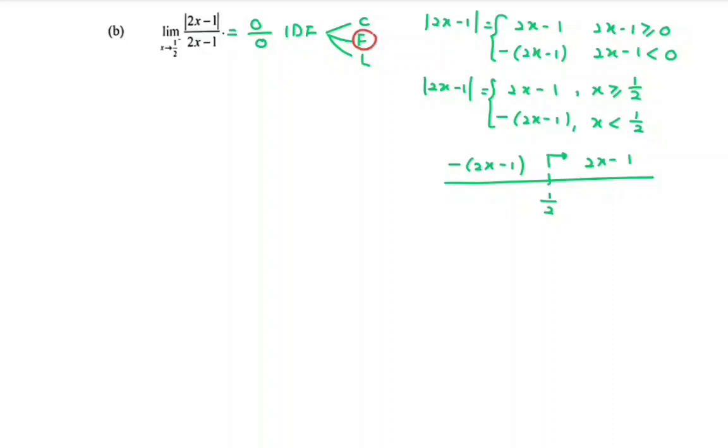So rewrite. Limit as x approaches 1 over 2 from the left. For the modulus, since we are approaching from the left, we will have negative bracket 2x minus 1 over 2x minus 1. Notice that we have common terms, so we can simplify. When x approaches 1 over 2 from the left, after we simplify, we have negative 1. So the value of y will approach negative 1 when x approaches 1 over 2 from the left for the function f(x).